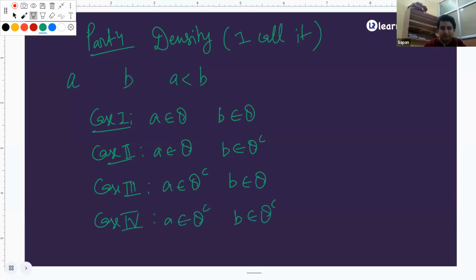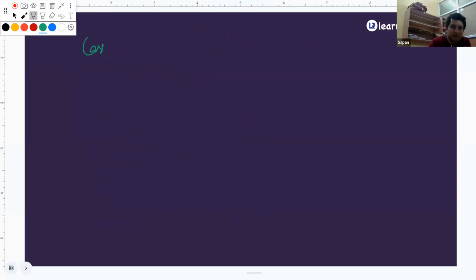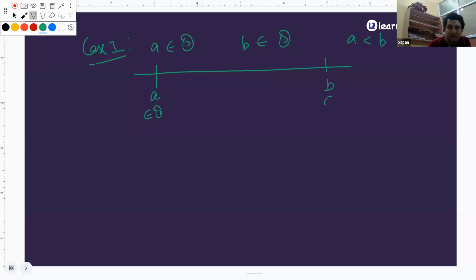So let's say you had case 1, looking like A is in Q and B is in Q. On the number line, because A is less than B, A and B look like this. So can I find two numbers between A and B, one of which is rational, one of which is irrational? What do you think?